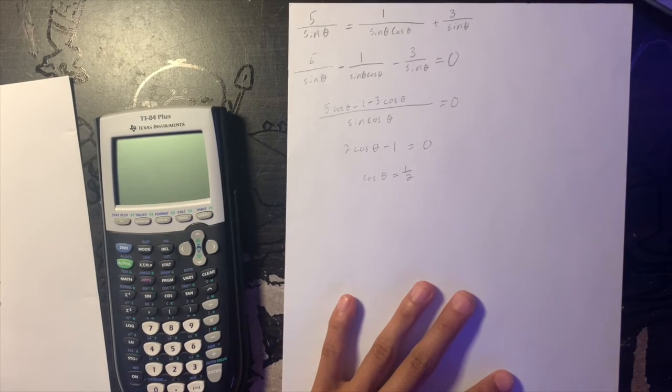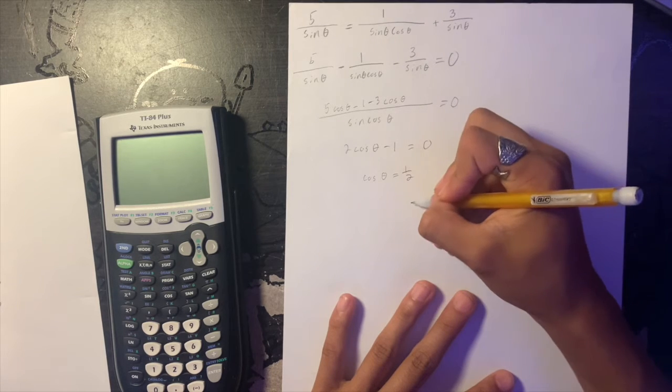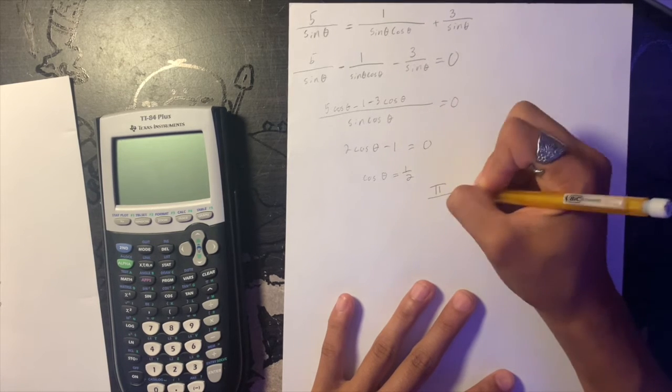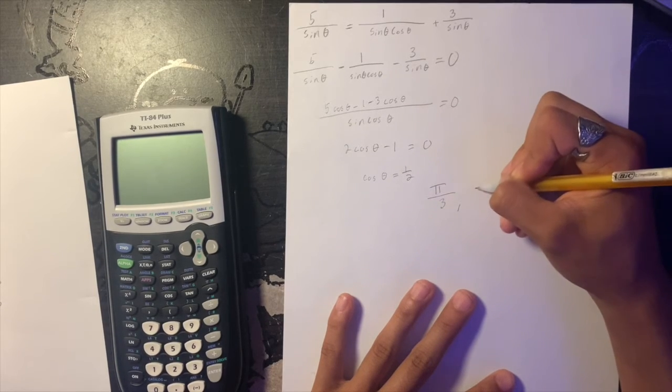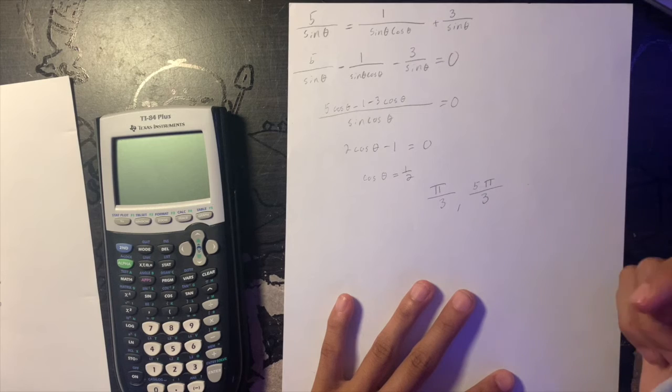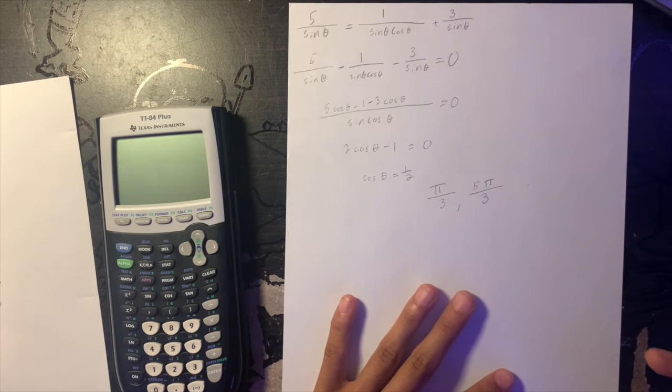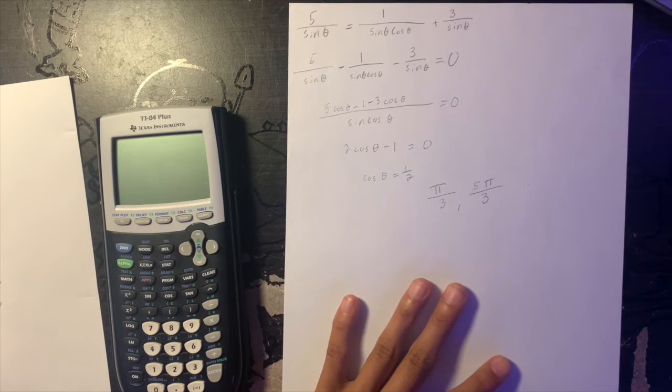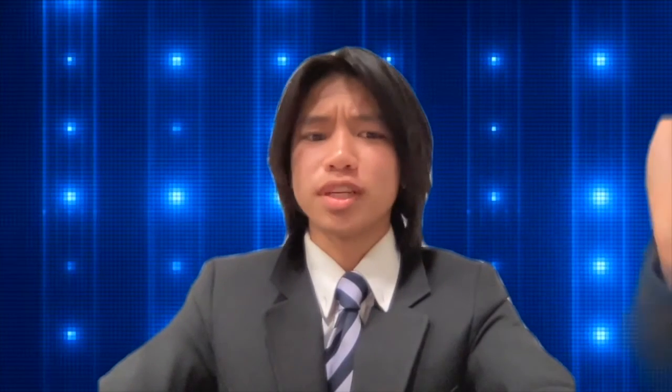On our unit circle, the first one we got is pi over 3, and then 5 pi over 3, and those are the only ones that fit in our range of 0 to 2 pi.